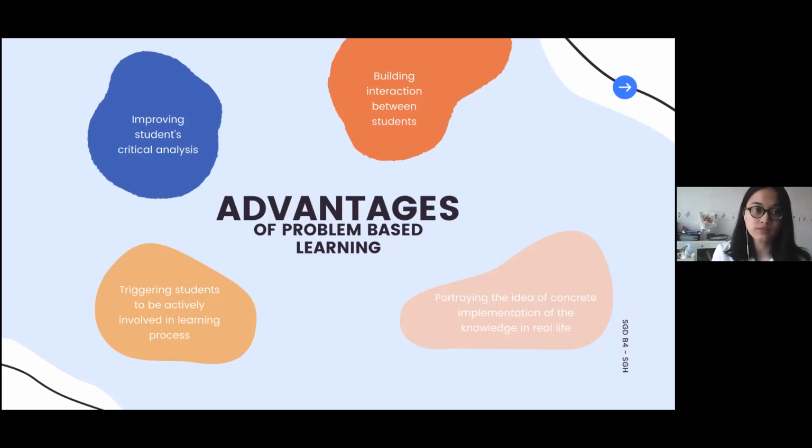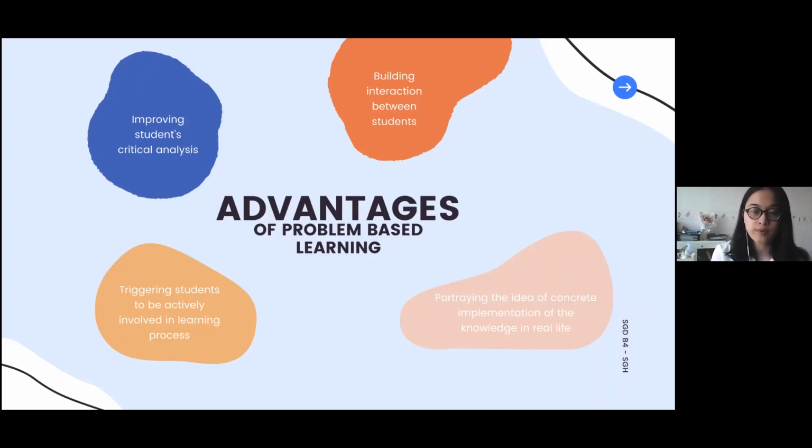The third one is triggering students to be actively involved in the learning process. Students are offered a genuine case that has not been discussed before and is even more complex than the theory that they acquire through lectures. Therefore, students are more motivated and encouraged to become immersed in the learning process to gather information and answer their curiosity.